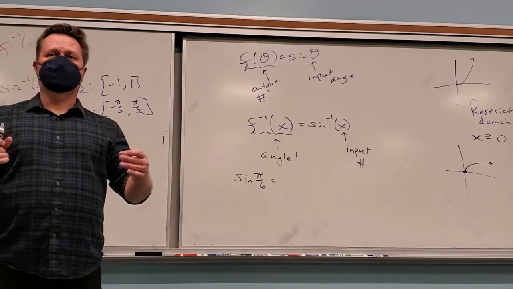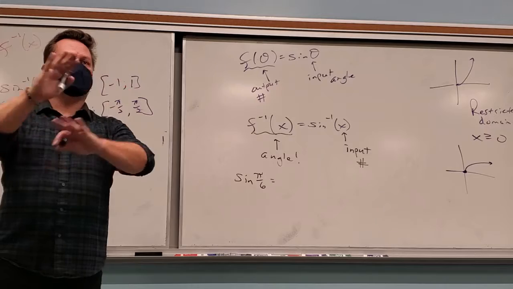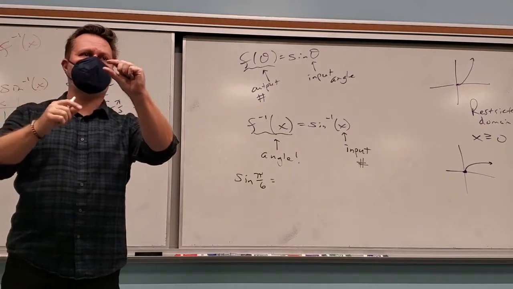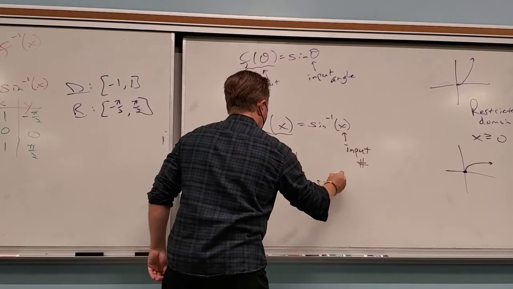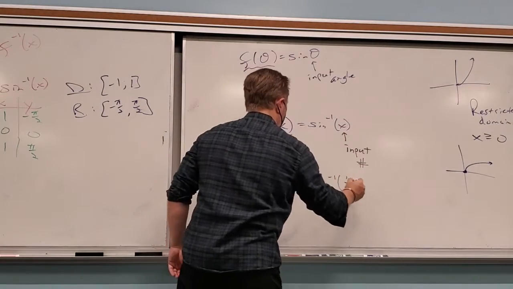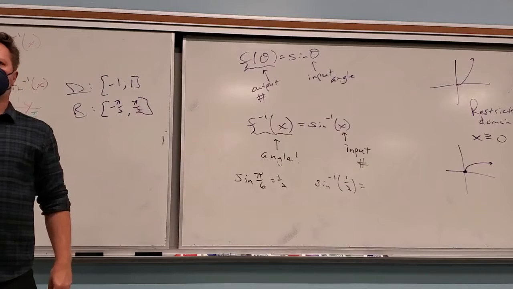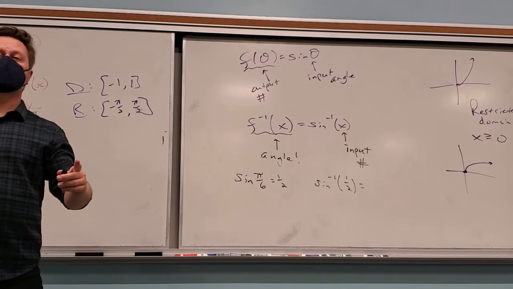Pi over 6 is closer to x. Sine doesn't like it. It's going to be small. It's going to be 1/2. So what is the inverse sine of 1/2? Pi over 6.